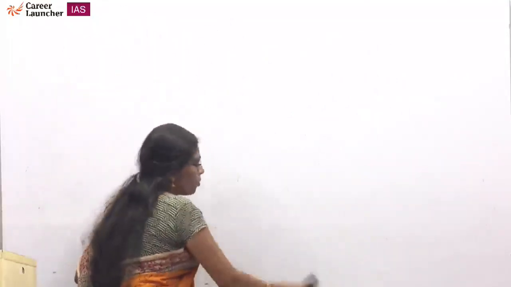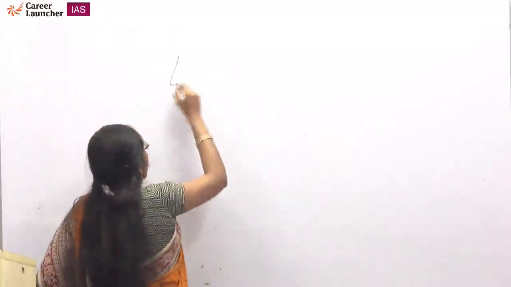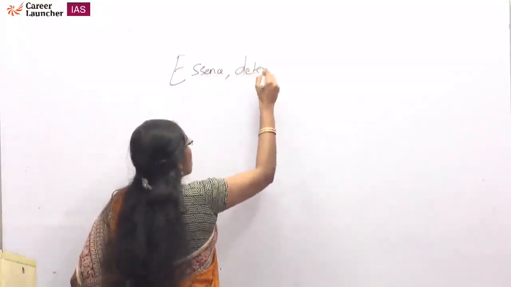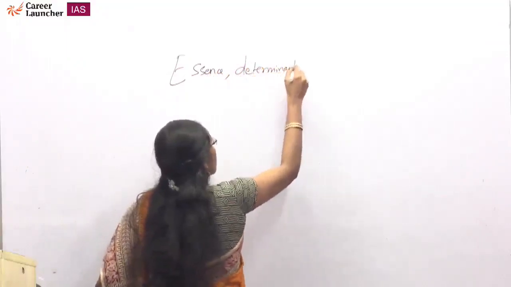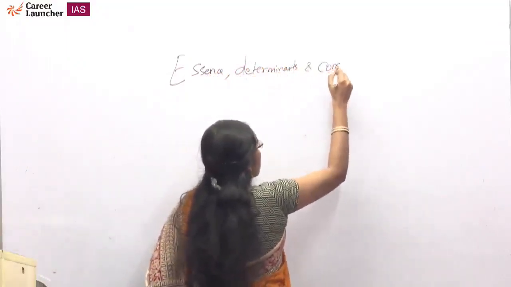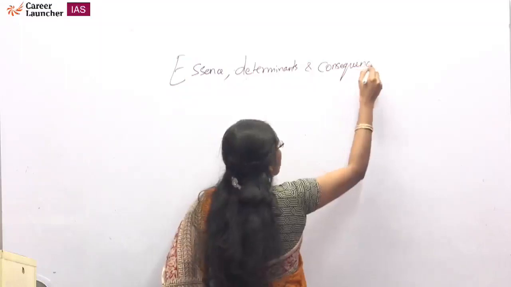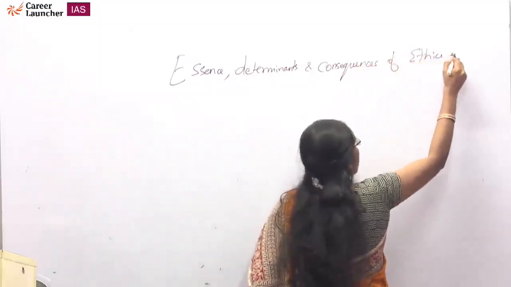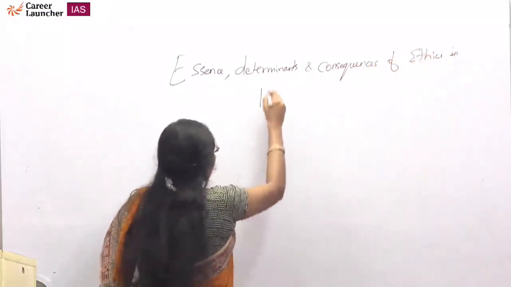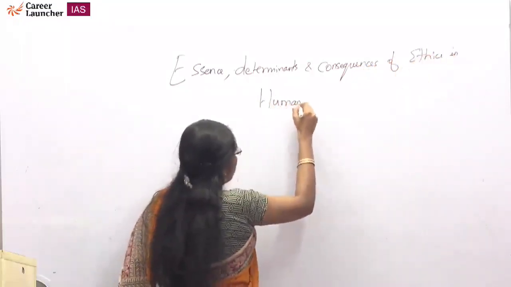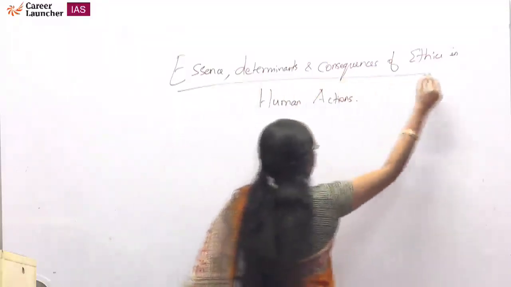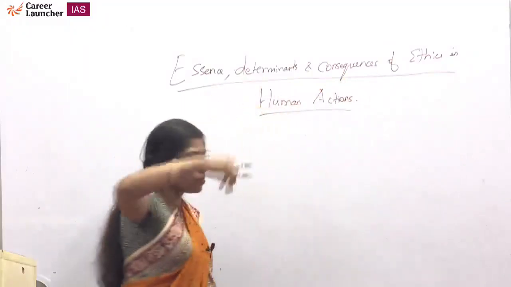You can write the topic. Now we will discuss the things under this topic and what we have to take as notes, we will take as notes. Right? Essence, determinants, and consequences of ethics in human actions. This is the topic. Under this we are going to see something.